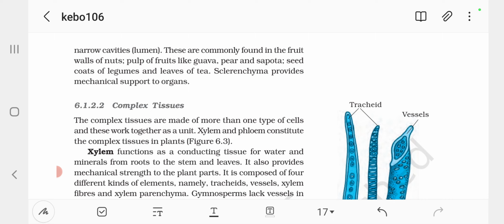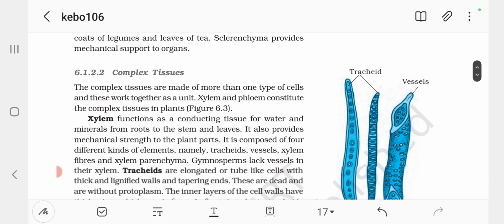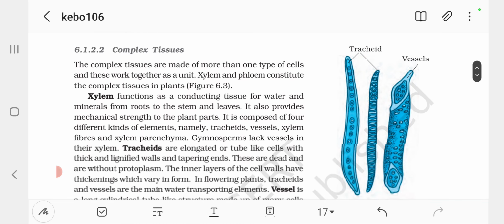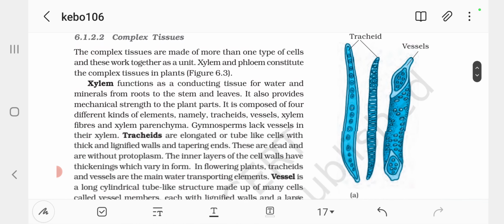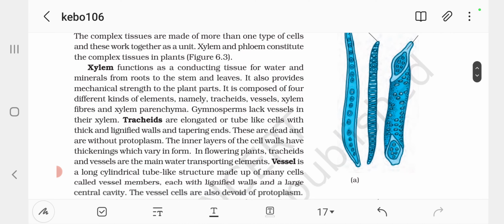Sclerenchyma provides mechanical support to organs. Complex tissues 6.1.2.2. The complex tissues are made up of more than one type of cells, and these work together as a unit. Xylem and phloem constitute the complex tissues in plants.